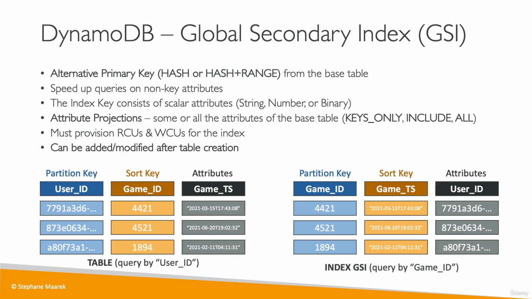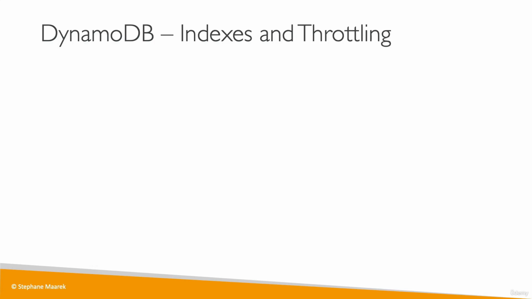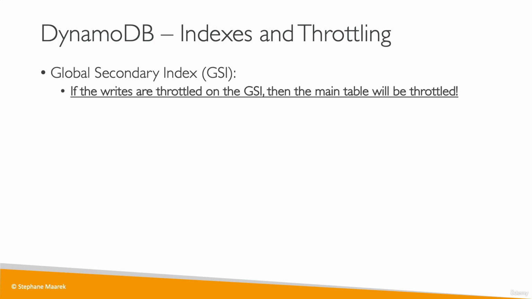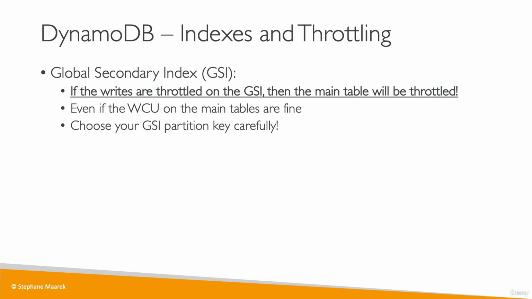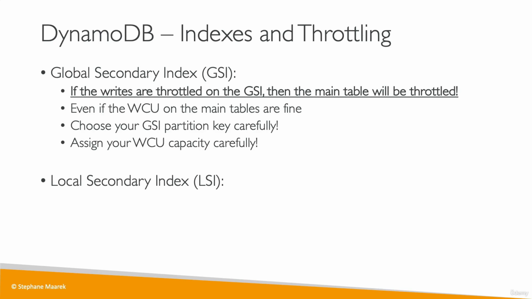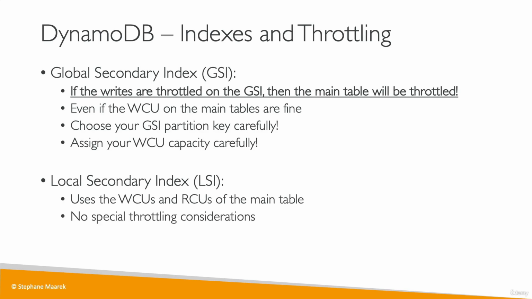So we've seen LSI, we've seen GSI, very, very different purposes. But let's talk about these indexes and throttling. So when you have a GSI, if the writes are throttled on the GSI, then the main table will be throttled as well. So this is a very, very important caveat that comes up in the exam. So even if the WCUs are fine on the main table, if they're throttling on the GSI, then the main table, no matter what, will be throttling. And therefore, choose your GSI and partition key carefully and assign your WCU capacity very, very carefully. Whereas for LSI, so local secondary indexes, they will use the WCU and the RCU of the main table, and there's no special throttling considerations to be had, okay?